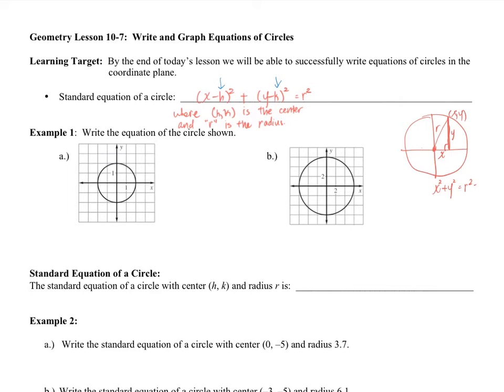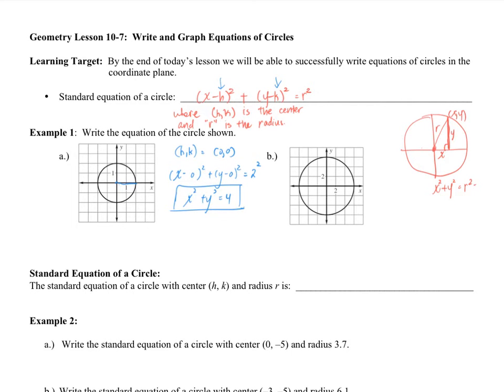So example 1, write the equation of the circle shown. Now this circle is at its origin, so that's going to be easy. (x − 0)² + (y − 0)²: my h and k is just 0, 0. And the radius is 2 squared. So it's just x² + y² = 4.